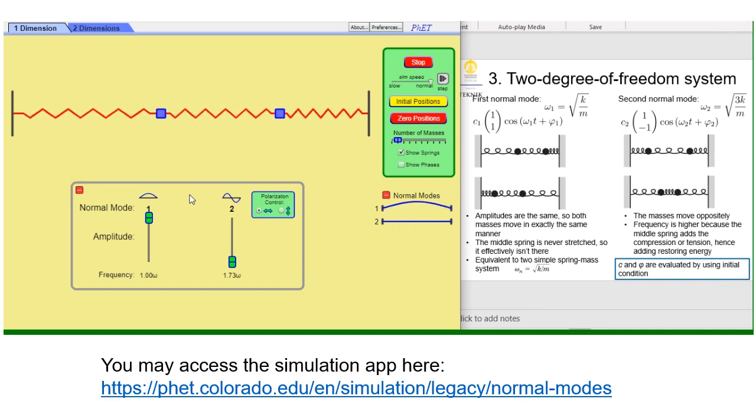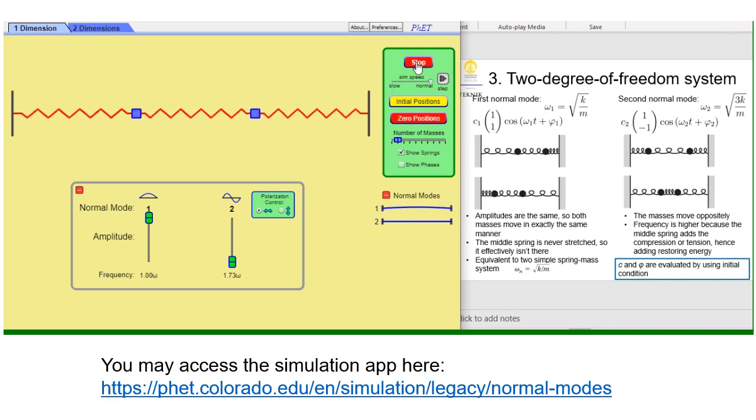So you see that this is as explained, and as you can also find in textbooks and also in my lecture note, that this is the first type of motion in which the middle spring is never stretched or contracted, and then the two masses are really synchronized. They move to the left and right together. All right, so this is it, the first normal mode.